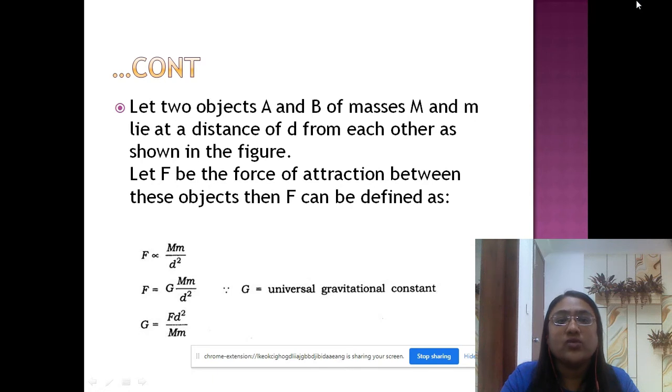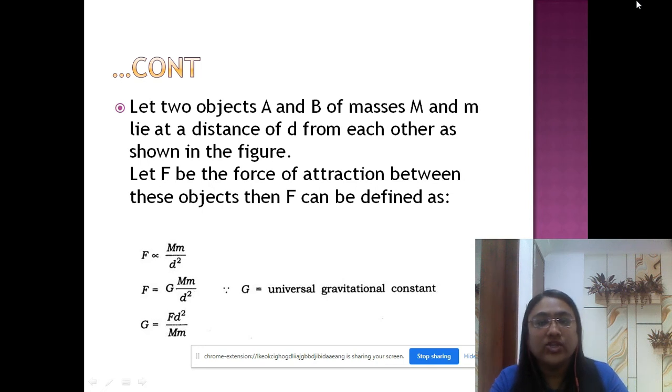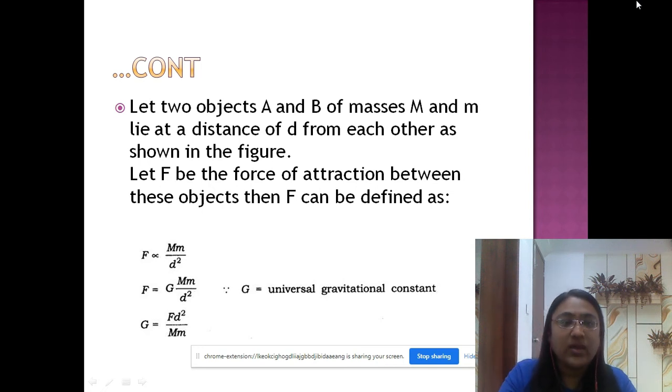So let the two objects A and B of masses M and m lie at a distance d from each other as shown in the figure. How can we find the force between them? Here is the formula: F is proportional to capital M into small m upon d square. Further, we can remove the proportionality and put G, which is called the universal gravitational constant, so F equals G M m upon d square. Further, we can also derive G from this formula. This formula is very useful when we have a sum in which we have to find the gravitational force.